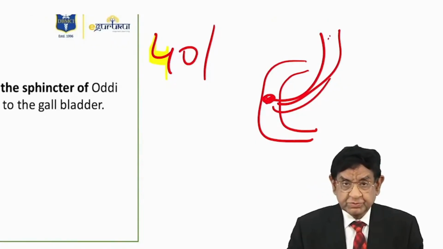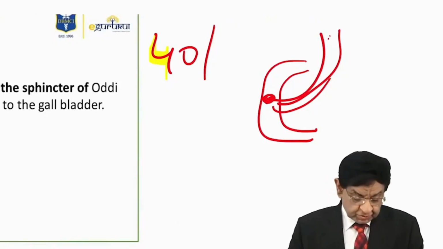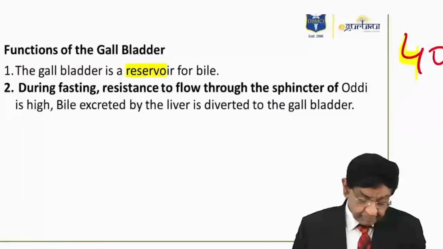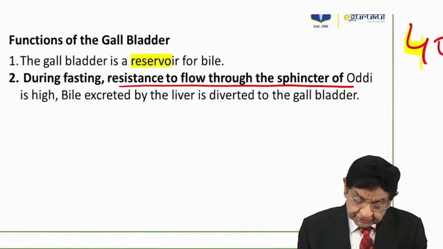Okay. So now it will be diverted toward the gallbladder. So it will come to the gallbladder. So in the fasting stage, there is resistance to flow through the sphincter of Oddi.